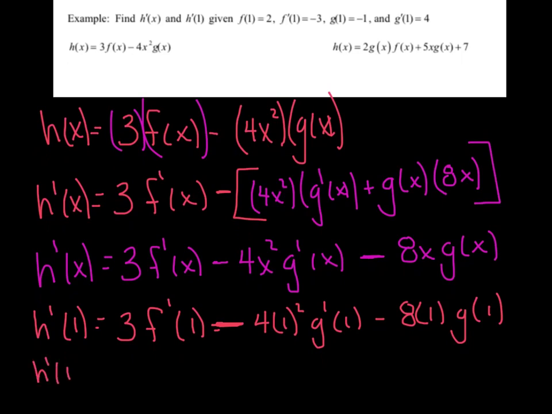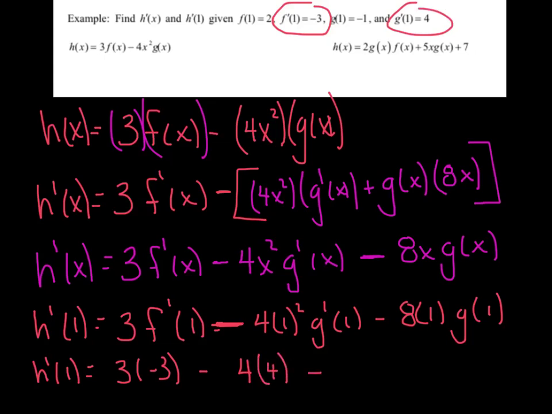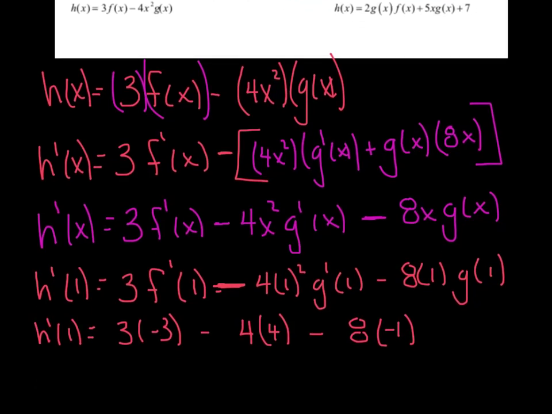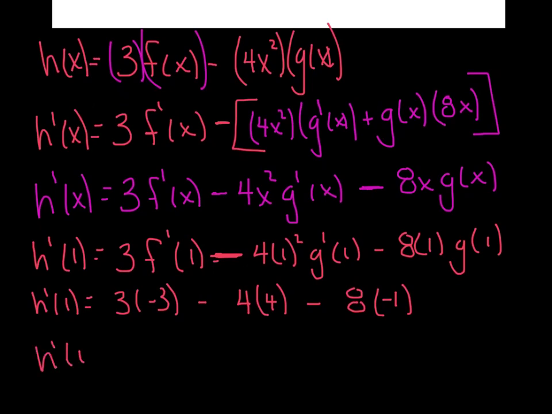So h prime of 1 equals 3 times f prime of 1, they said, is negative 3, minus 4 times 1 squared is 4, and g prime of 1 is 4, minus 8 times 1 is 8, and g of 1, they said, is negative 1. And if I clean that up, I get h prime of 1 equals negative 9 minus 16 plus 8, which I believe is negative 17.